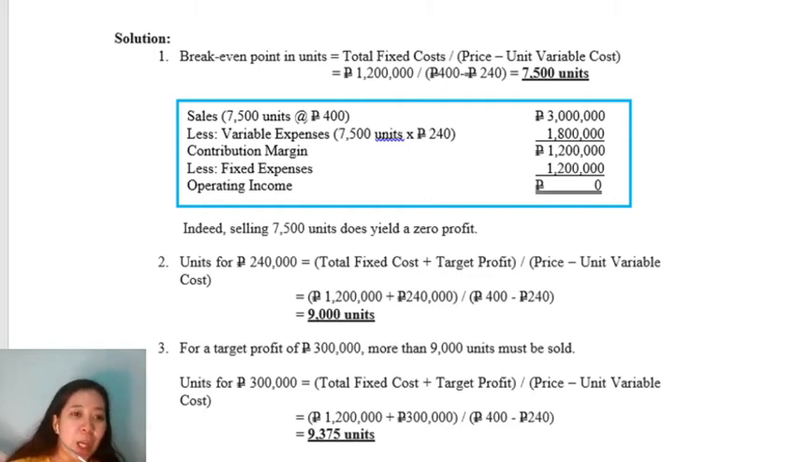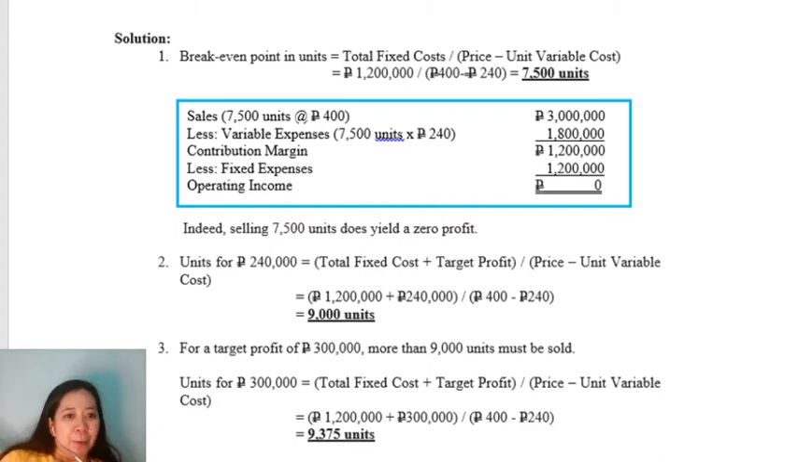You can also check this using the contribution margin approach operating income statement. You can use the illustration in number one. All you have to do is change 7,500 to 9,000. After calculating, you will yield 240,000 operating income.